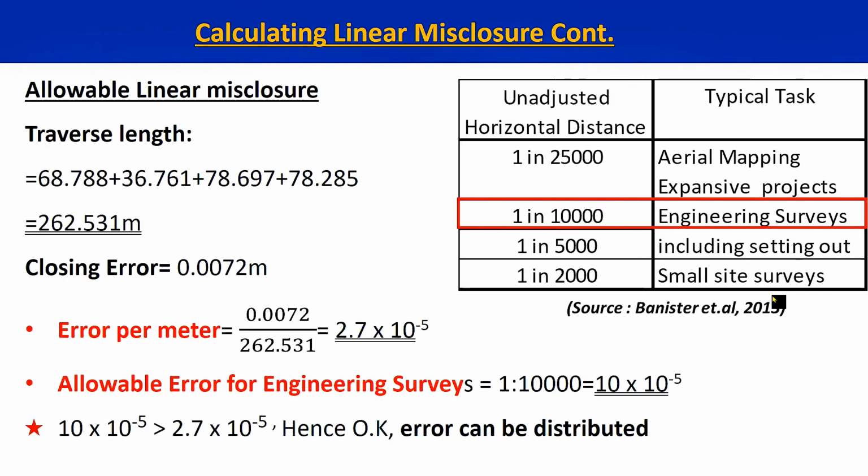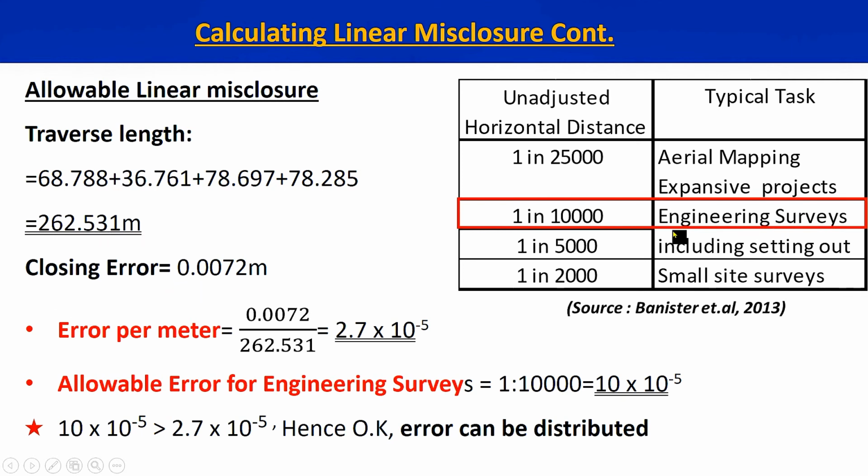Then we need to find out the allowable linear misclosure for the traverse. For that, we need to add all the traverse legs which were used for the traversing. So we use 5 stations and 4 legs, except these 2 control lines. We don't include the lengths of the control lines in the traverse length. All the other lengths except the control lines can be taken as the traverse length. When we add all these lengths, the total is 262.531 meters.